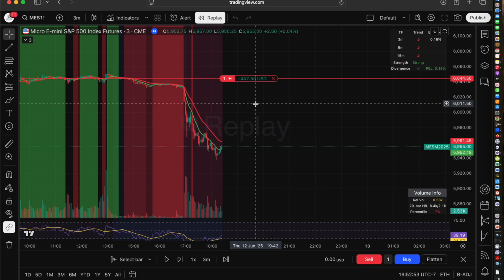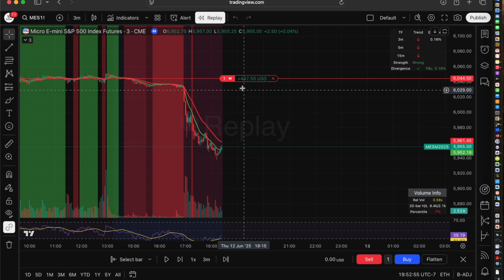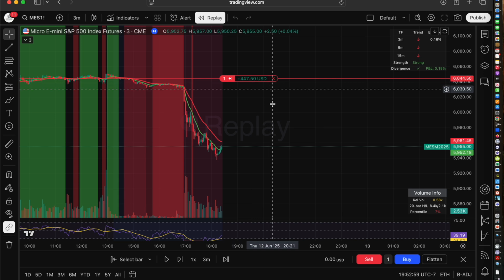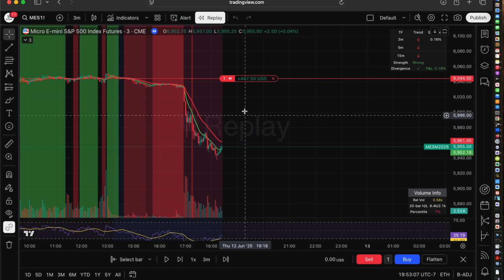Right now, we can just take that $447.50 profit. If we let it run, let's see if it's gonna keep going, or if it's gonna start trending up and give back some of this.